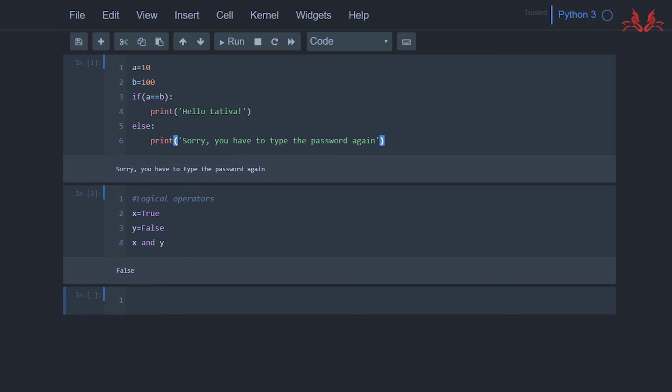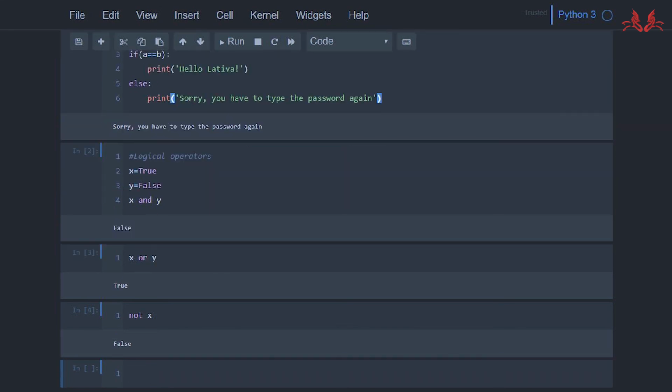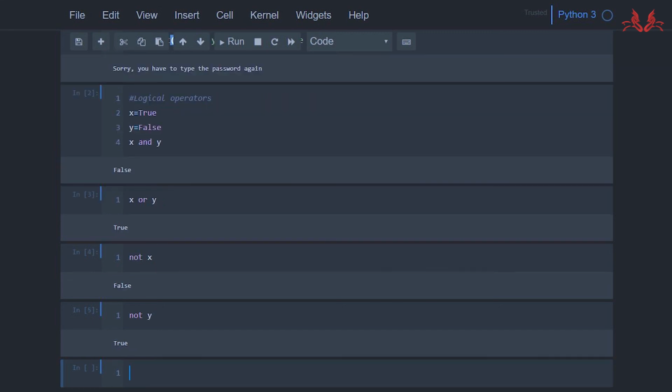This is like the concept of intersection, and we type x or y, and we got true. This is the concept of union, and we type not x, and it executed false, and not y, true. Alright, today we have talked about arithmetic operators, comparison operators and logical operators, and I will talk about the other kinds of operators in the next episode.